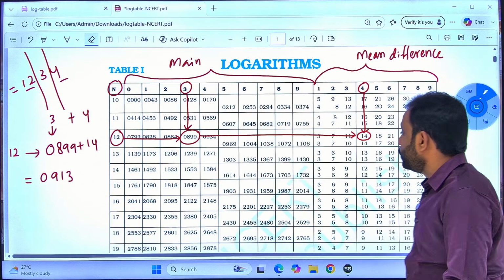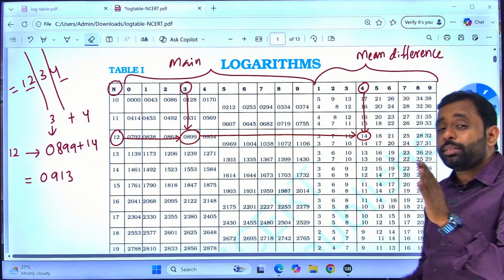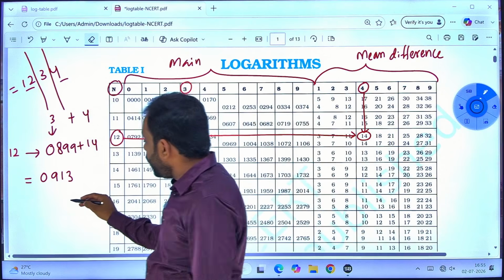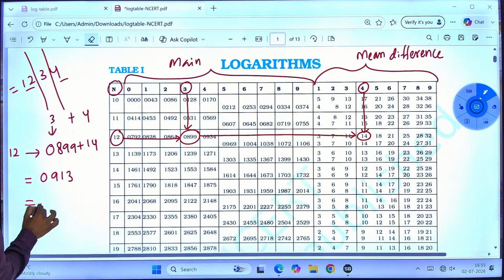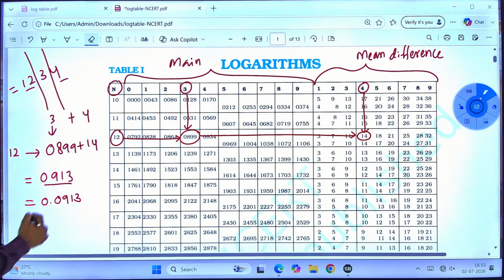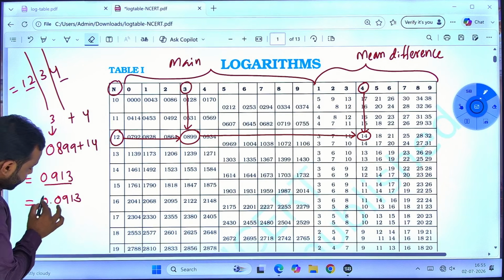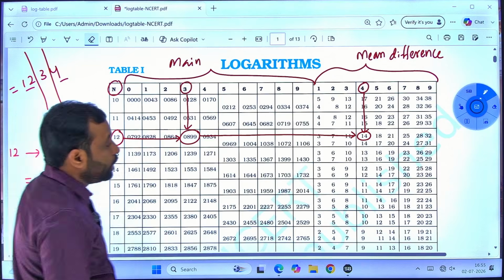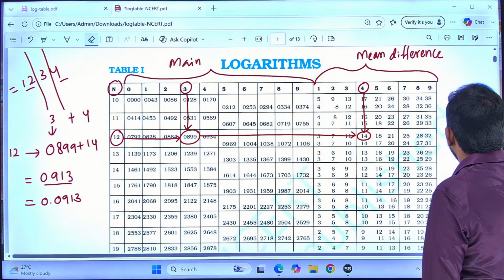But what I told you: the mantissa is always something after the decimal point, right? Then to get that value, what do we have to do? The shortcut is always 0.0913. Whatever number you get here, you add 0. before it. That is the simple shortcut, and you'll simply get the answer without any confusion.